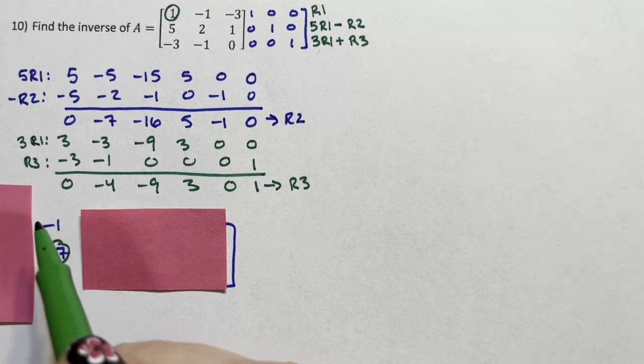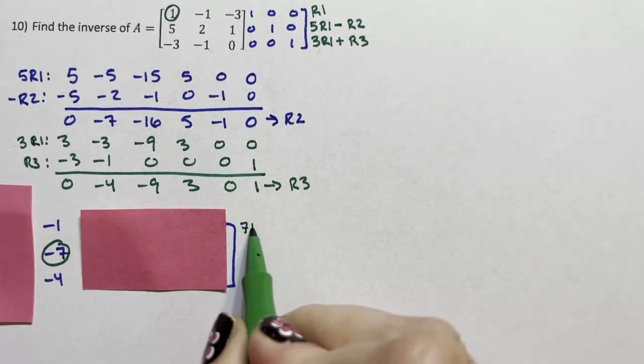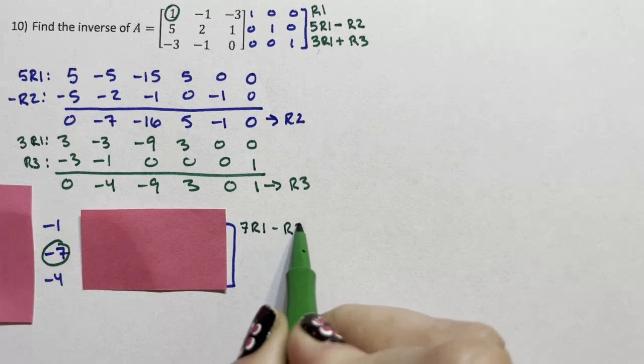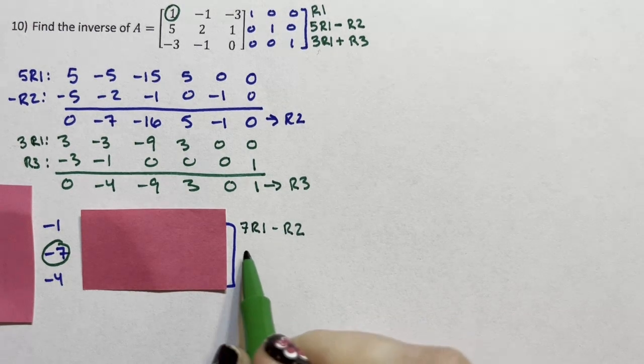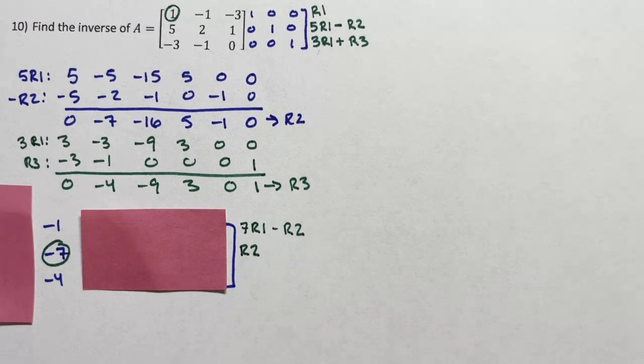To get rid of the -1, I'm going to do 7 times row 1 minus row 2. I'm subtracting because the signs are the same. Row 2, I am not going to change in any way, shape, or form. I'm going to leave it just as it is.